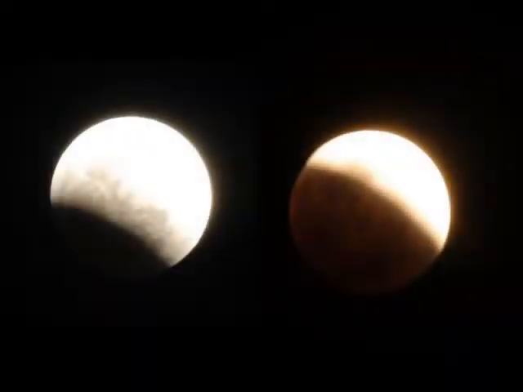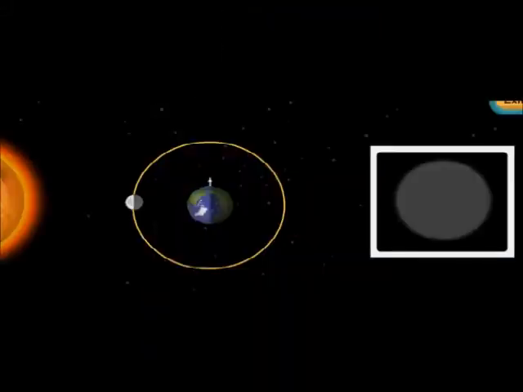Let's look at the different phases of the moon. There are 8 phases in all. The lunar cycle begins with the new moon. That's when the moon is not visible from the earth.